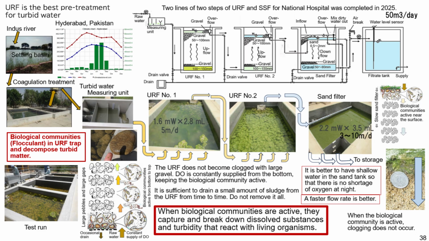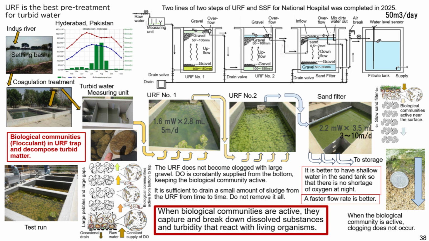URF is the best pre-treatment for turbid water. Two lines of two steps of URF and SSF for a National Hospital in Pakistan were completed in 2025. The raw water is the turbid surface water of the Indus River. The present purification plant used coagulation treatment. However, this treated water was still turbid. This turbid water is the raw water for our EPS purification plant.